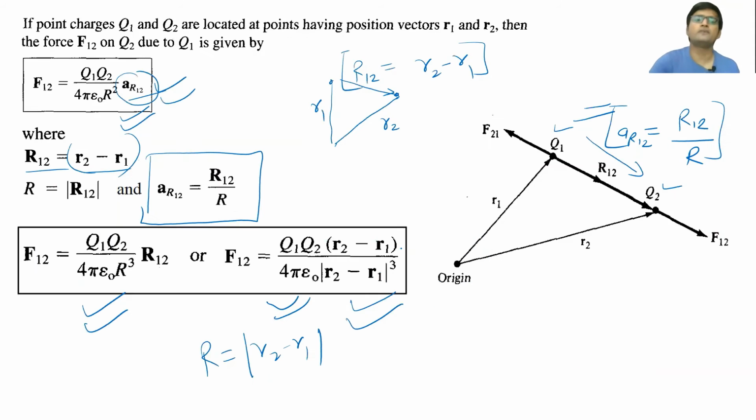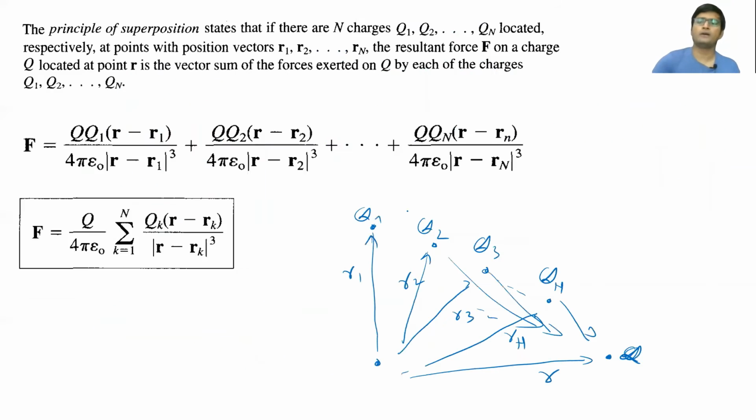So using the previous formula, if you calculate the individual forces exerted by all these charges q1, q2 and so on till qn on q, you will get the final force experienced by q. I have done exactly the same here. I have used the same formula.